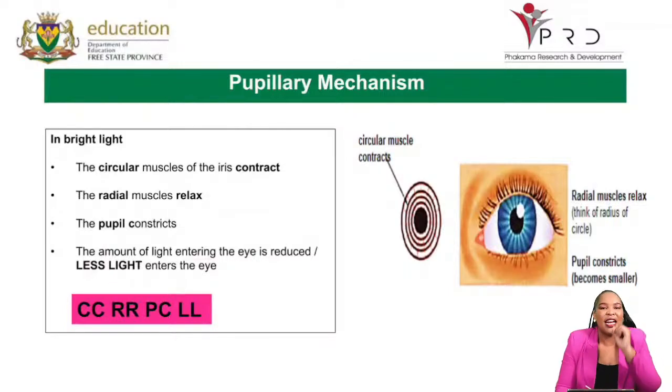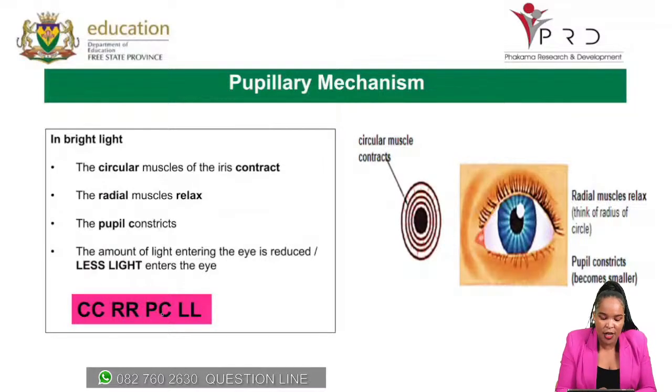Remember, this is during bright light. We don't need much light entering the eye. So the eye is going to control that by doing what? Circular muscles are going to contract. Radial muscles are going to relax. And when that happens, the pupil becomes small, or it constricts. So you have PC, pupil constrict.